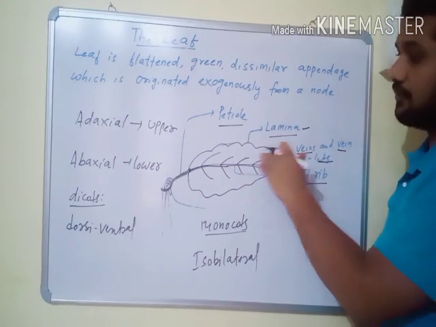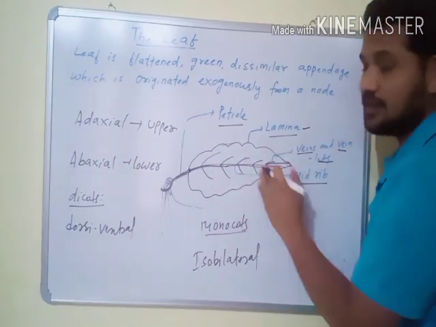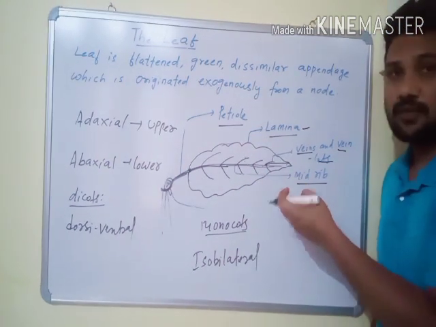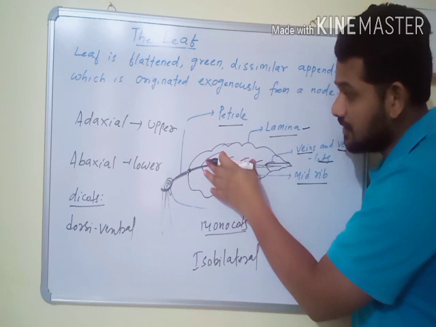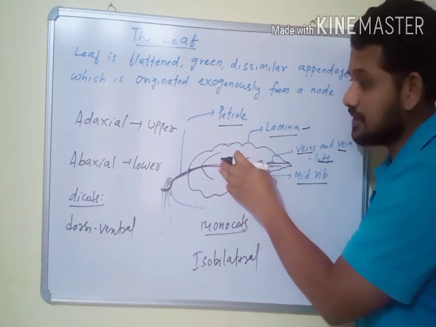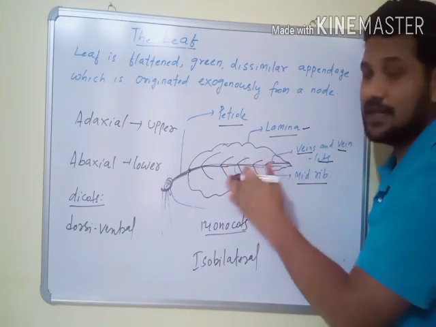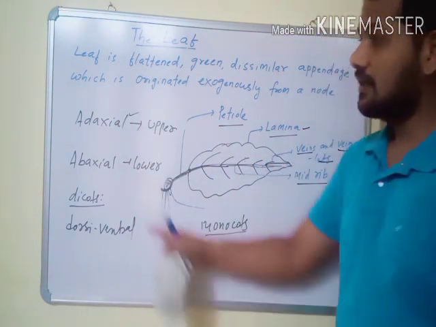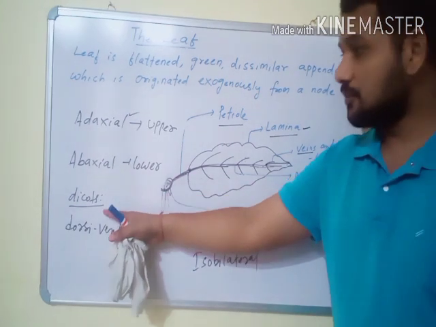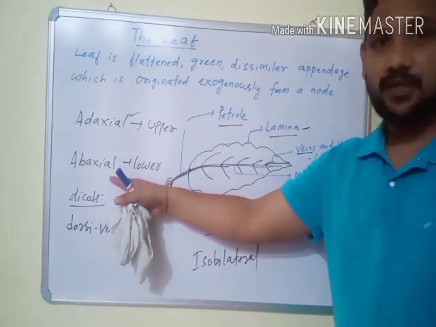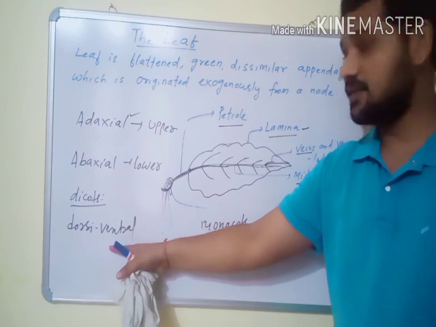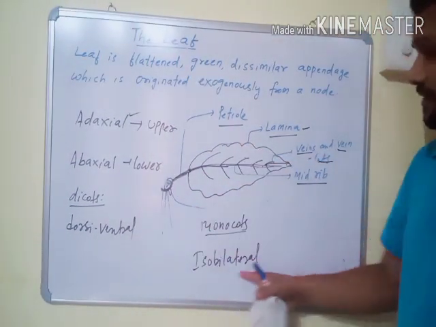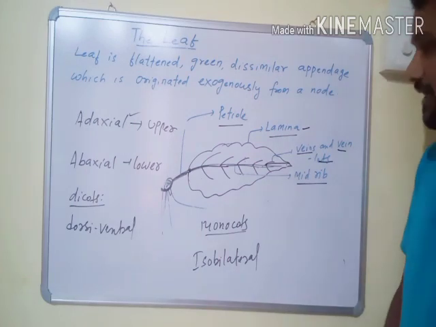So lamina has two surfaces, and what is the main function of lamina? Lamina is the site for photosynthesis because it contains chlorophyll and it also receives the sunlight. So with the help of sunlight, chlorophyll and CO2, this part of the leaf performs photosynthesis and makes its own food. Upper surface is called adaxial and lower surface is called abaxial. In dicots, both surfaces appear different green, hence dorsiventral. In monocots, both surfaces appear same green, hence isobilateral lamina.